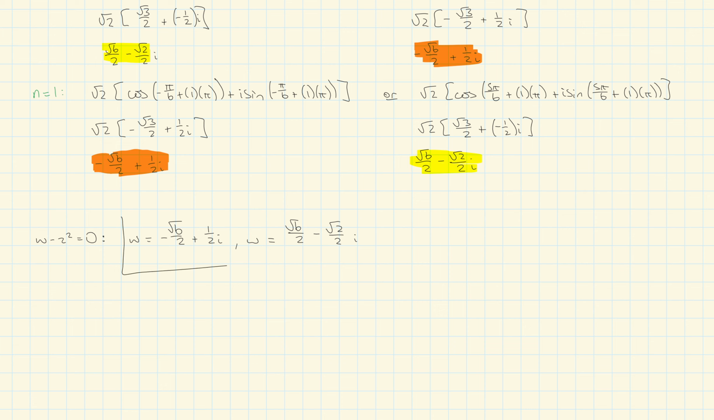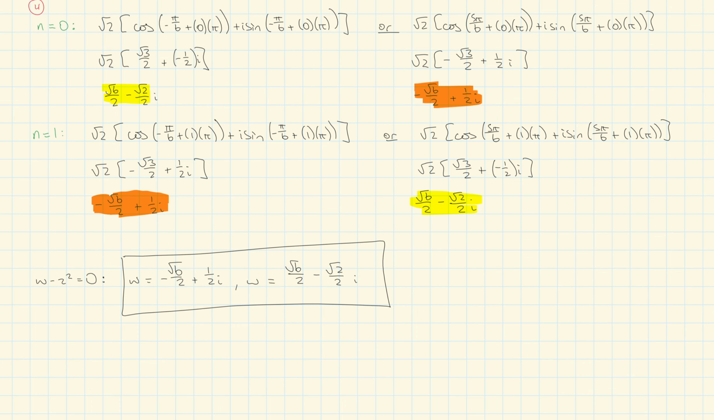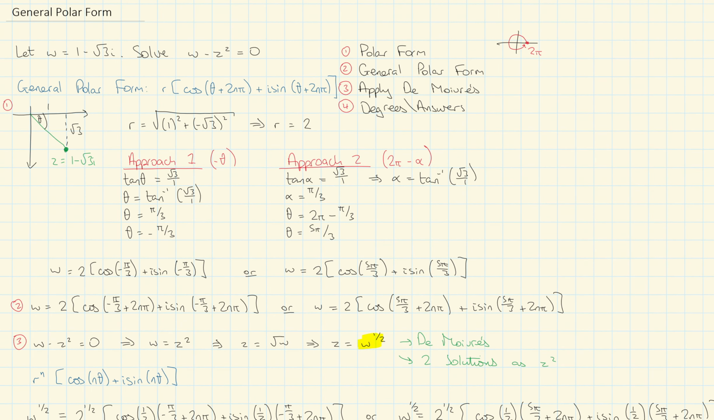And that's us done. So just back up to the steps. So we put our complex number in polar form, then general polar form, apply the de Moivre's and cycle through the degrees to get our answers.